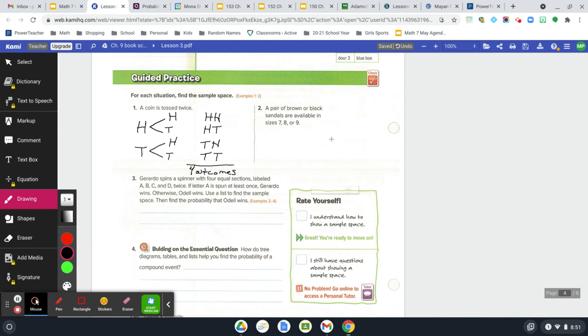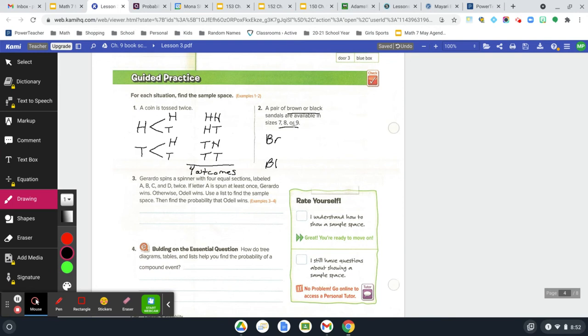Let's try another one. Let's try number 2. A pair of brown or black sandals are available in sizes 7, 8, or 9. So you start the trunk of your tree with what's listed first, your choices listed first. Brown or black sandals. So I'm going to start the trunk of my tree. I'm going to put BR for brown and BL for black. Those are your two sandal choices.